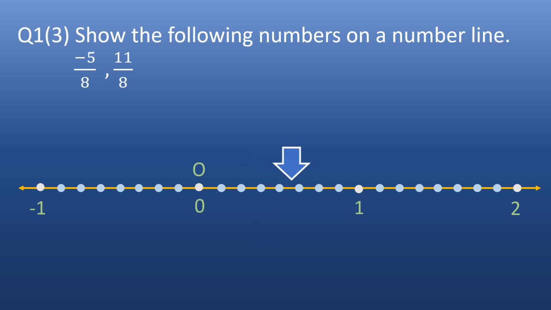Show 11 upon 8 on the number line. That is 11th point from origin, or 11 upon 8 is equal to 1 integer 3 by 8. So take third point after integer 1 as 11 upon 8. Similarly, mark fifth point on left side of the origin as minus 5 by 8. Note that negative sign indicates that the point is on left side of the origin.